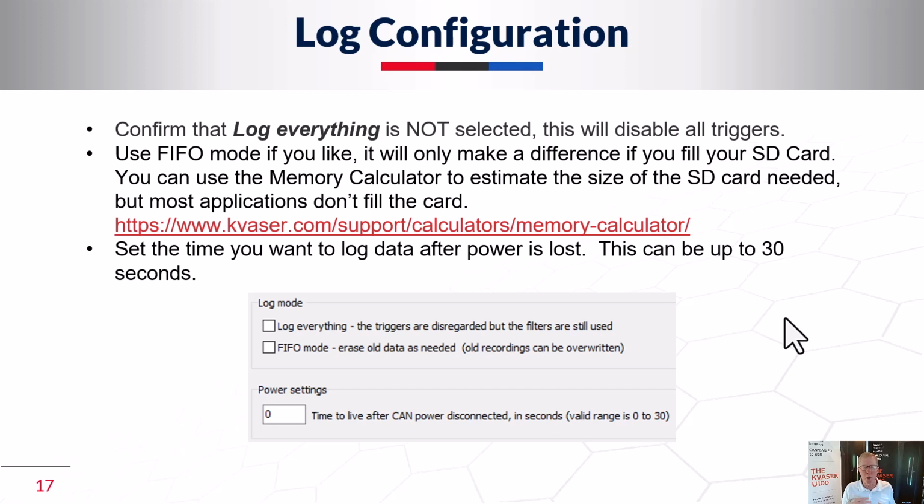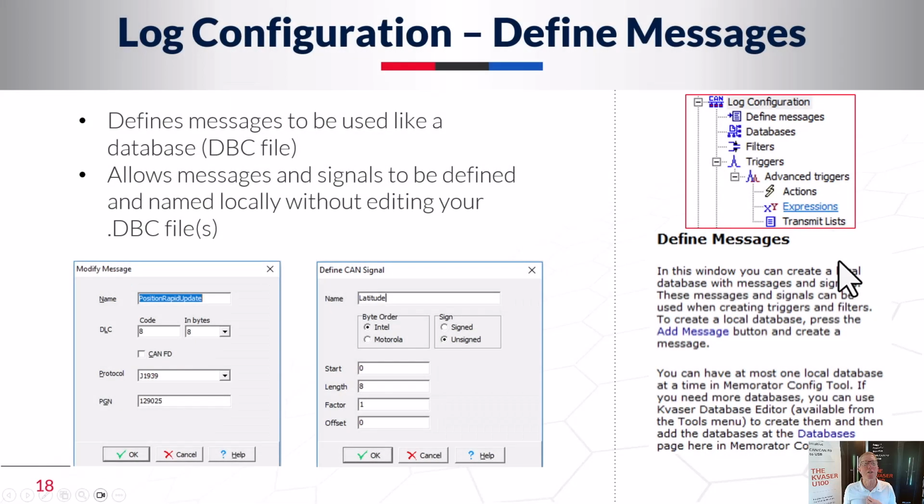You can use FIFO mode to either wrap around or tell you when the device is full. It's only going to make a difference if the SD card fills up. You can determine the size of your SD card needs to some extent through that page on our website, using our memory calculator. It looks at your bus bandwidth, your speed, how much data you have on your bus, things like that, and tells you maybe what kind of card you want, depending on the signals you want to log, how long you want to log, things like that. So you can set the time you want to log after power is lost, up to 30 seconds, on this screen. So that's your log configuration screen.